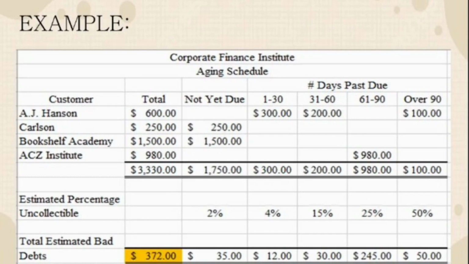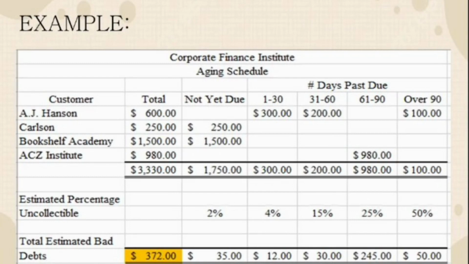And so let's proceed to 31 to 60 days. So si Mr. AJ Hansen is nibayad na sad siya og $200 and there are estimated percentage uncollectible which is the 15%. So to have the estimated bad debts is ang 200 and ang 15% is multiply na sad siya equals to $30.